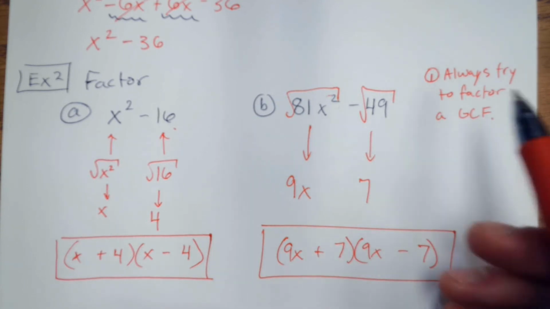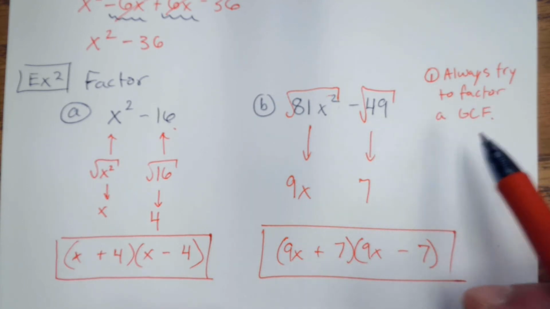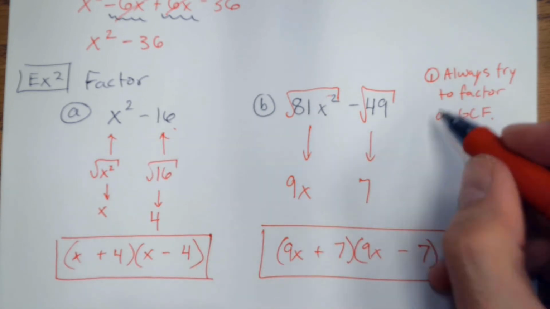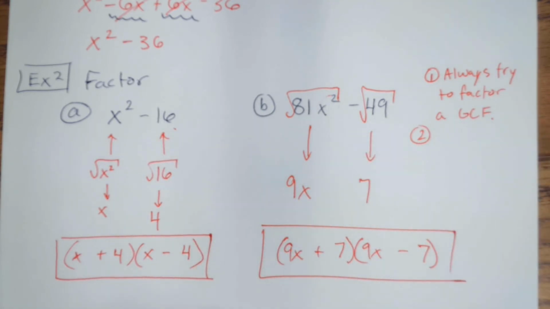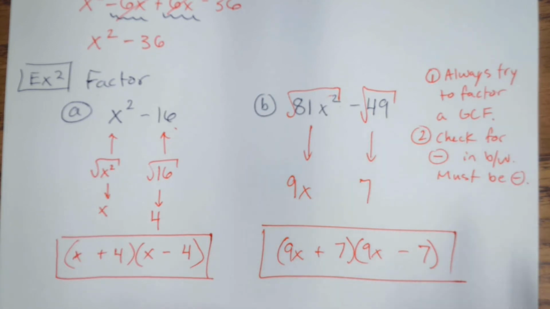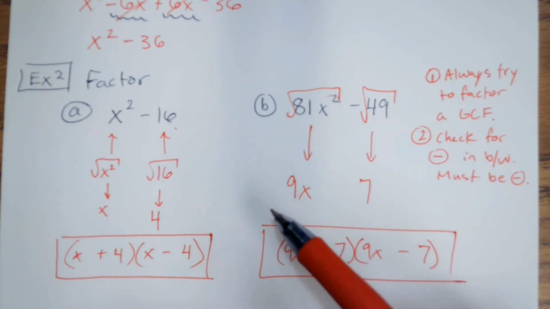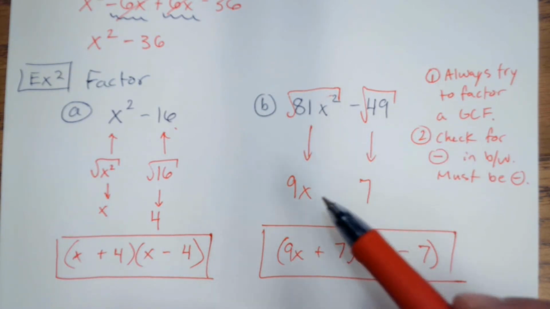So always try to factor out a GCF. The next thing is to remember to check to make sure that there's a minus in between. So that's the second thing. You must have a minus in between your two terms. And then check for square roots. So if you square root each term, do you get a perfect match?